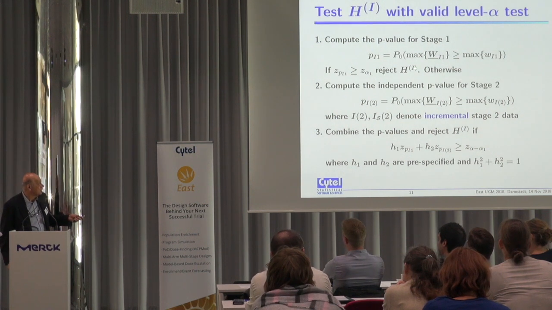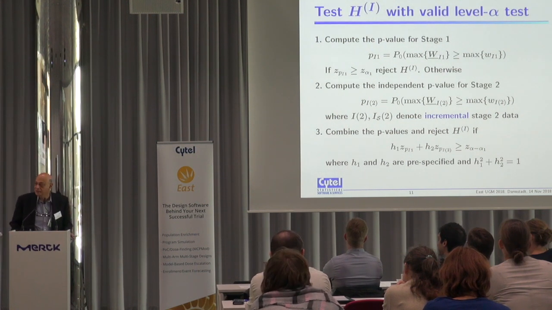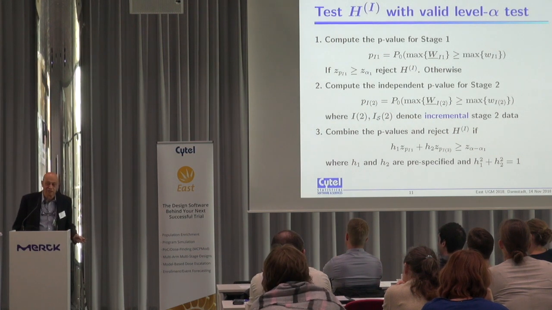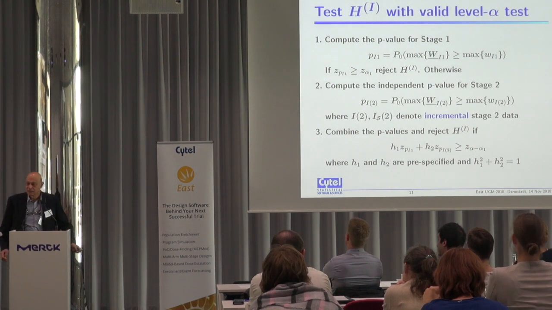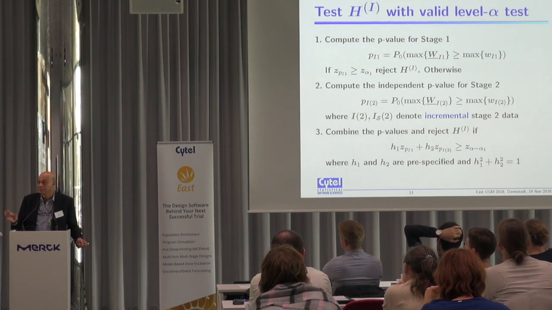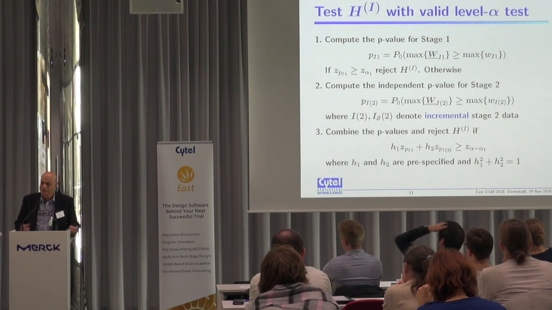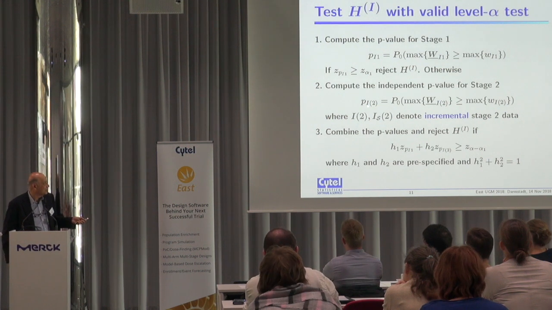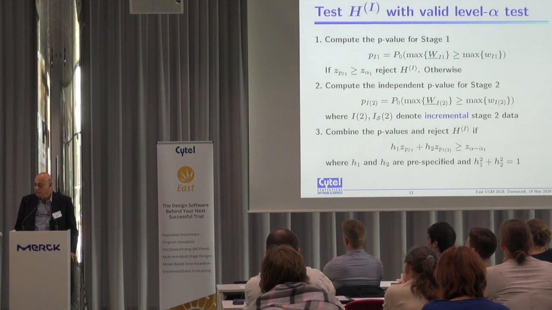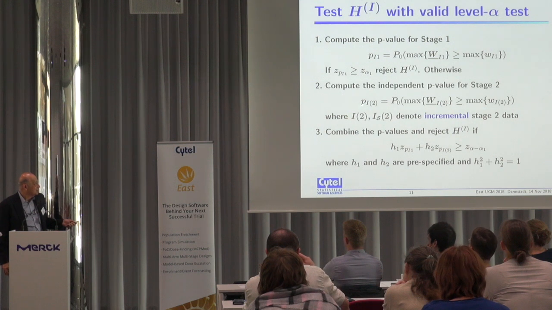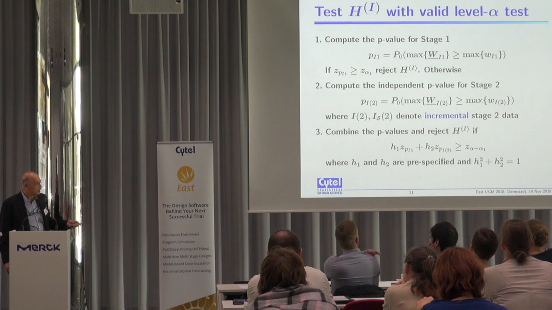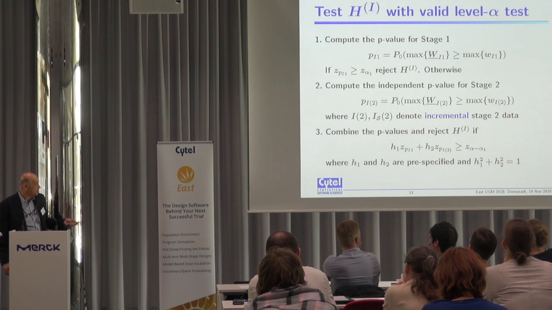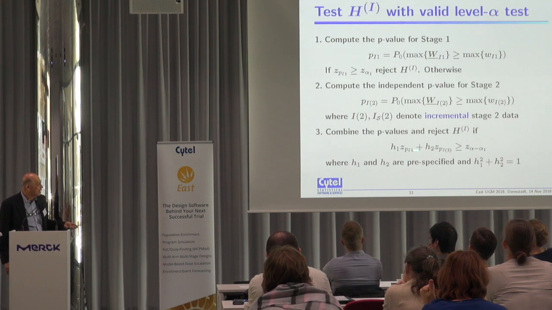Now, if you couldn't reject, then you compute an independent p-value just from the incremental data of the second stage. So now this I(2), the 2 is in brackets, which implies that it's just the incremental data from the second stage rather than the cumulative data. If I hadn't put a bracket around it, it would be the cumulative data from both stages. So the second stage p-value is similar: the probability that the maximum of W_I(2) is greater than the maximum of the observed.